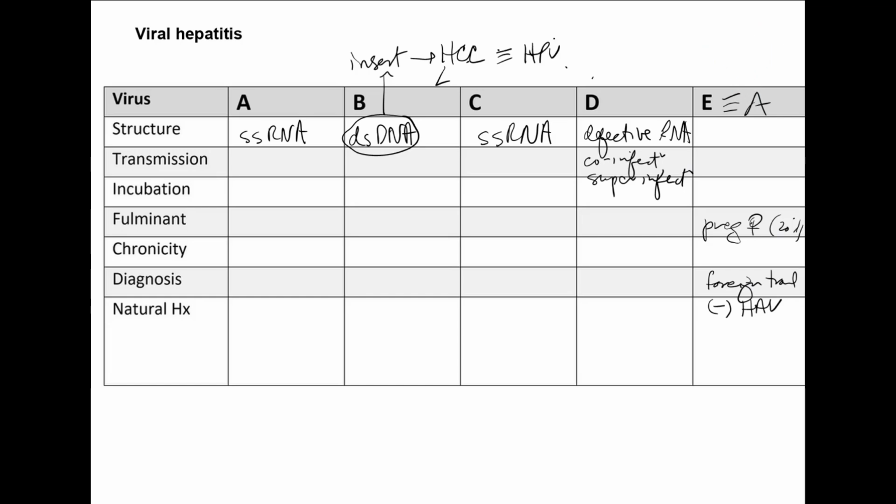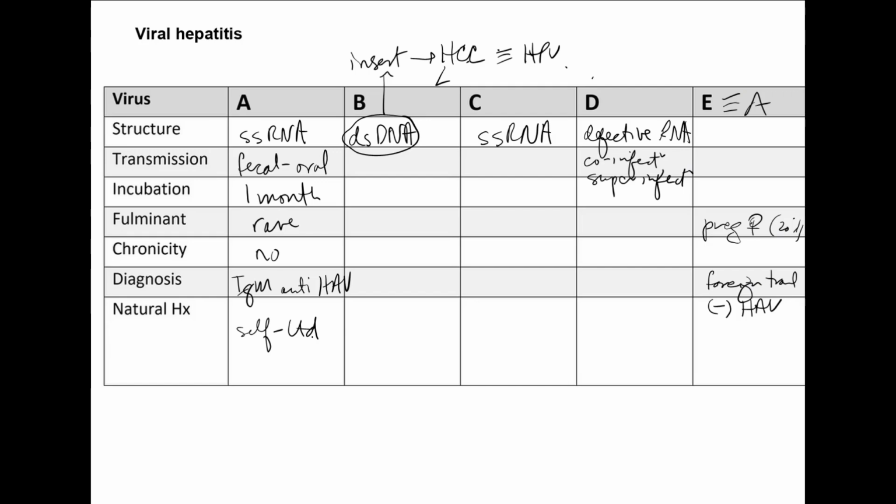Hepatitis A virus is transmitted by fecal-oral. It has an incubation of about 1 month. It very rarely has a fulminant form. It is not chronic. Its diagnosis is made by IgM to prove that it's an acute virus, anti-HAV, hepatitis A virus. And its natural history is that it is self-limited.